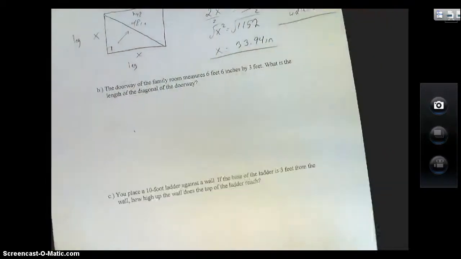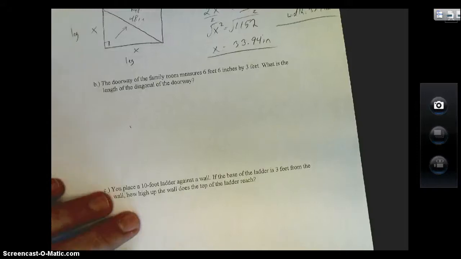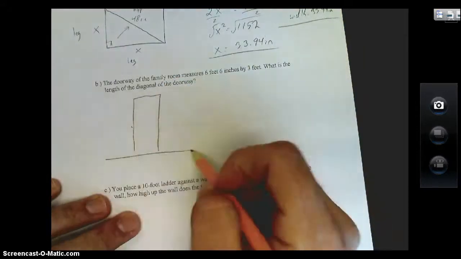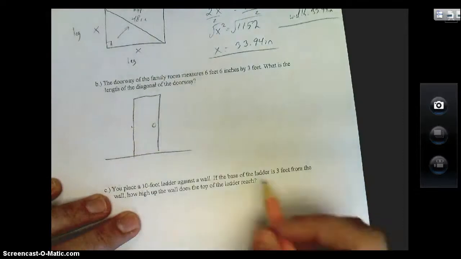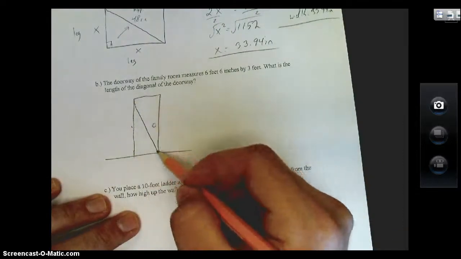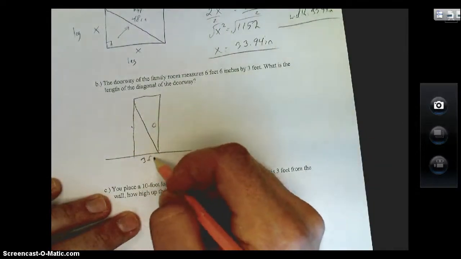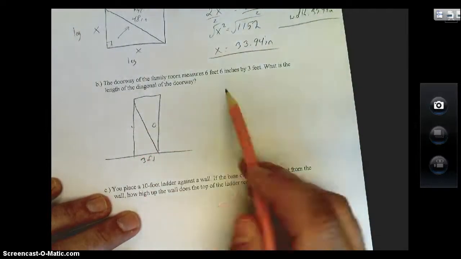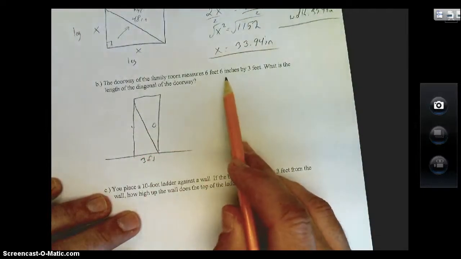Part B, the doorway of the family room measures 6 foot 6 inches by 3 feet. What's the length of the diagonal of the doorway? Well, I'm going to draw my sweet door here. Okay, there we go. Here's my diagonal. Now, it's 3 foot for your base, and then my height of it is 6 foot 6 inches. Now, I'm dealing with 2 units here. I got to convert them to the same unit.